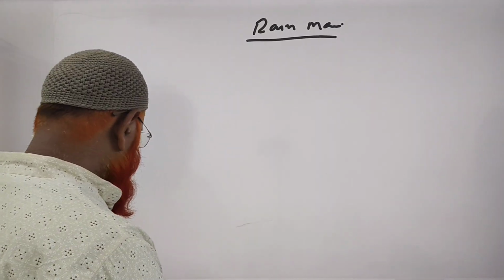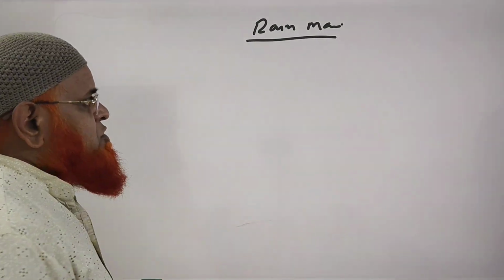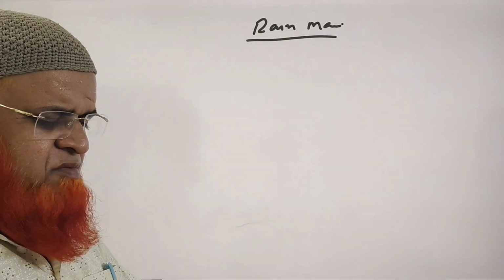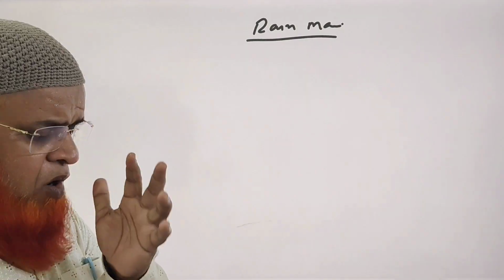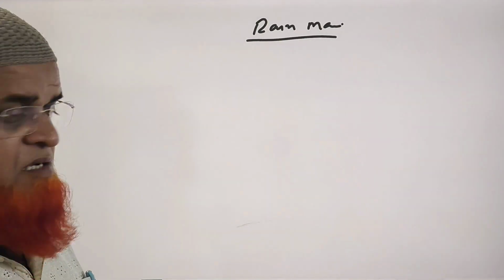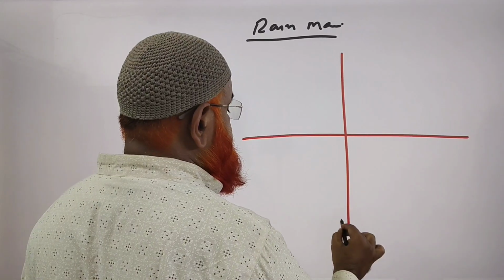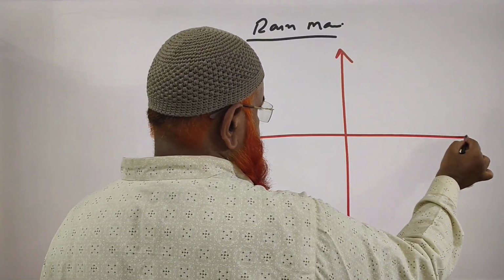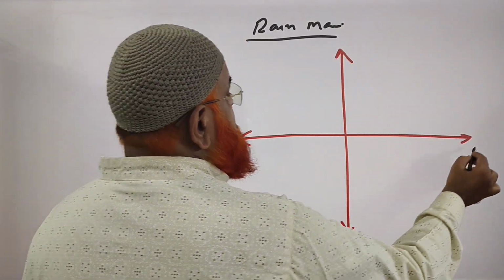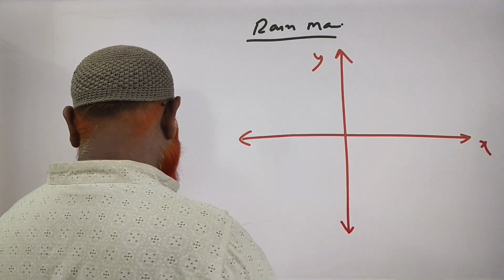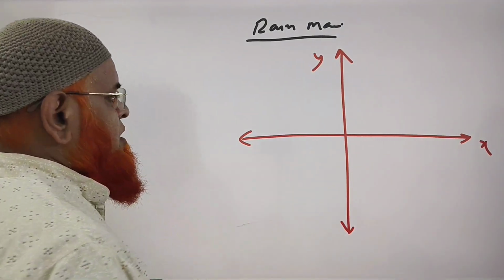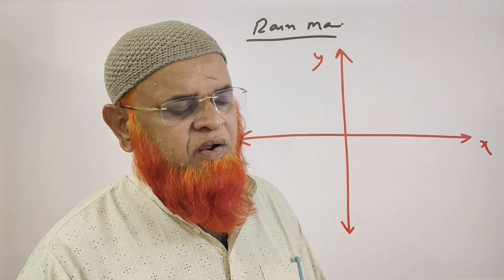See, what is the concept behind these man and rain problems? To solve these problems, the best method I found is by taking a coordinate system. You have to use a coordinate system, then it will become very easy for you to solve any problem. See, this is x and this is y. Now try to imagine the man and rain problems.